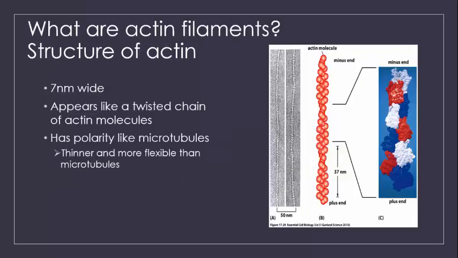Let's start by looking at the structure of the actin filaments. These actin molecules are the tiniest of the fibers that make up the cytoskeleton. These fibers look like twisted chains of actin subunits and have polarity, just like microtubules.